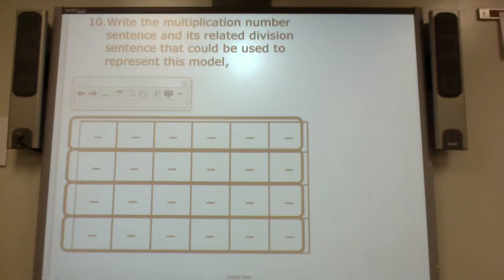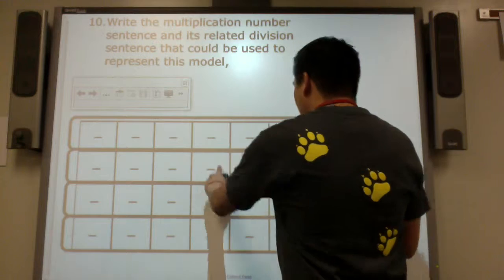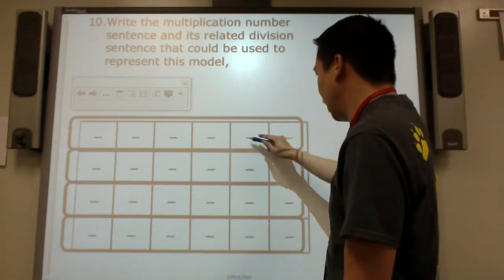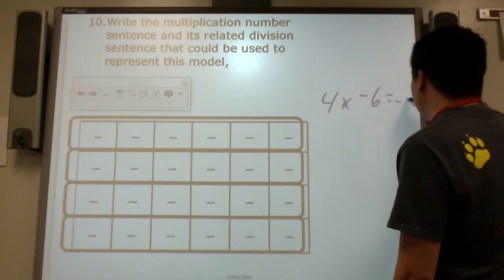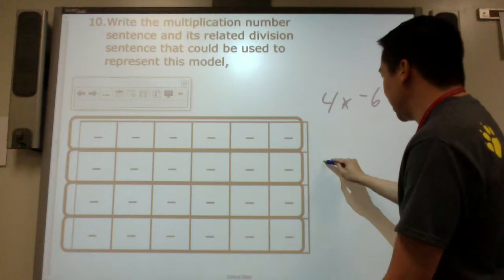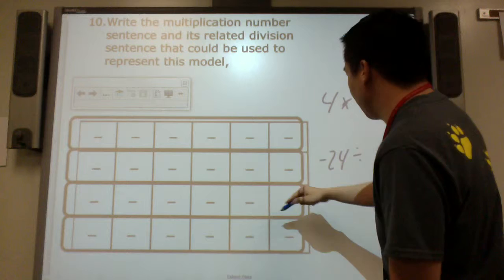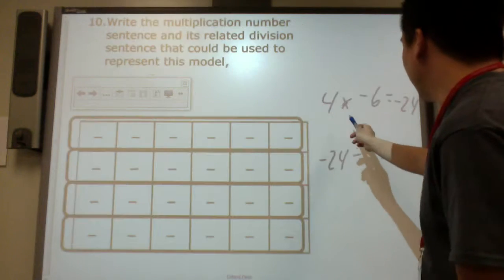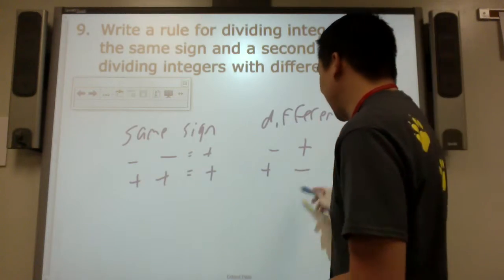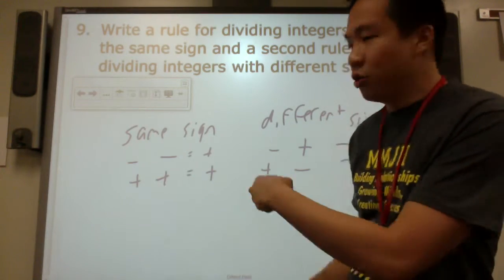So write the multiplication number sentence and its related division. So I see 4 groups of 6 negatives equals negative 24. Or I see 24 negatives divided into 4 groups, so it's negative 6. So let's look at a rule. I have a negative and a positive, and the answer is negative. So use this to help you.